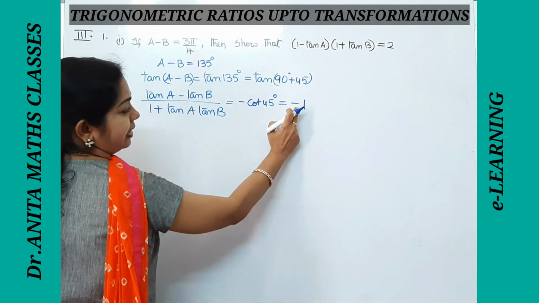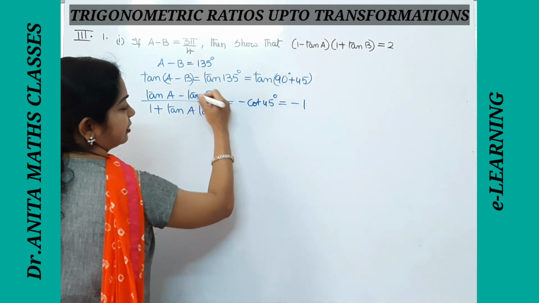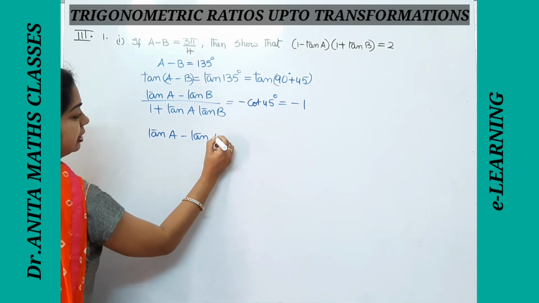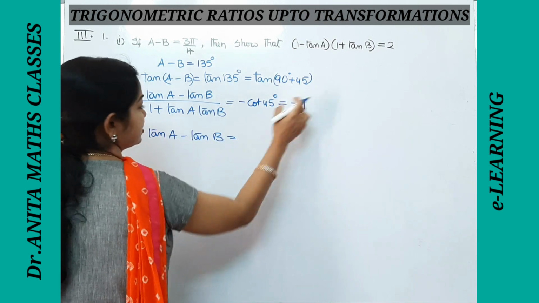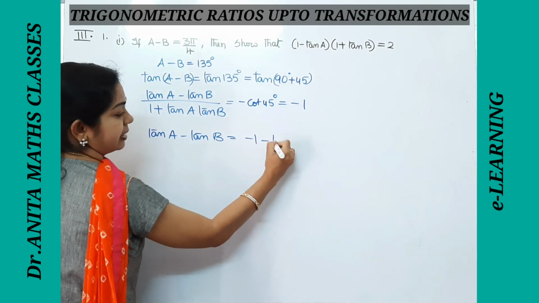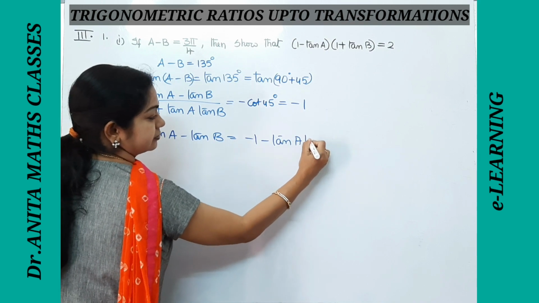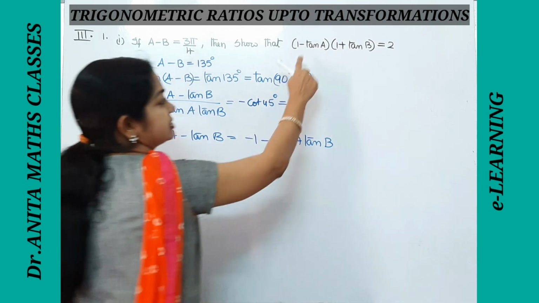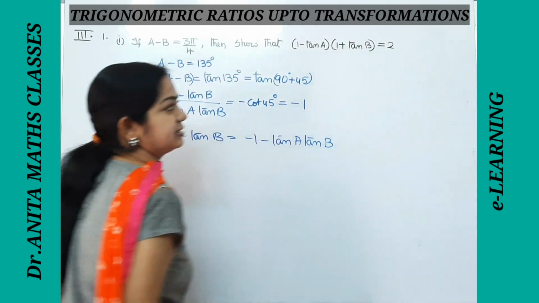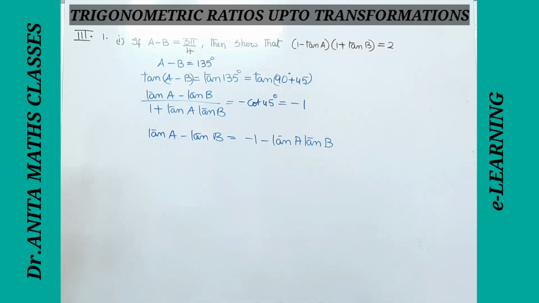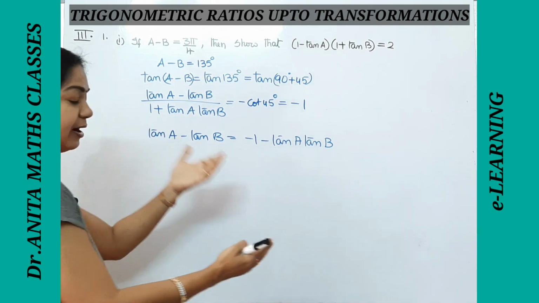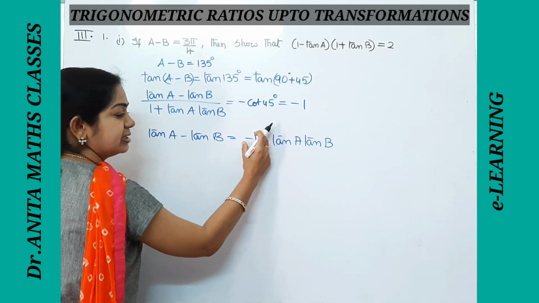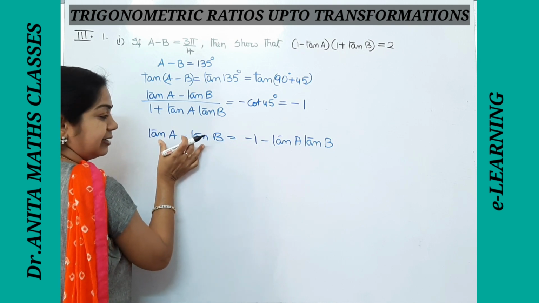Now what we will do? We will cross multiply minus 1 here. That means upon 1 we will cross multiply, so that we get tan a minus tan b equals, if I multiply this part by minus 1, minus 1 and minus tan a tan b. Here in the question what is asked is (1 minus tan a)(1 plus tan b), but the RHS part is 2 here. That means we have only 1 here, so we need to add one more 1 to both sides. So again, minus 1 I'll shift to this side and tan a tan b to the other side.